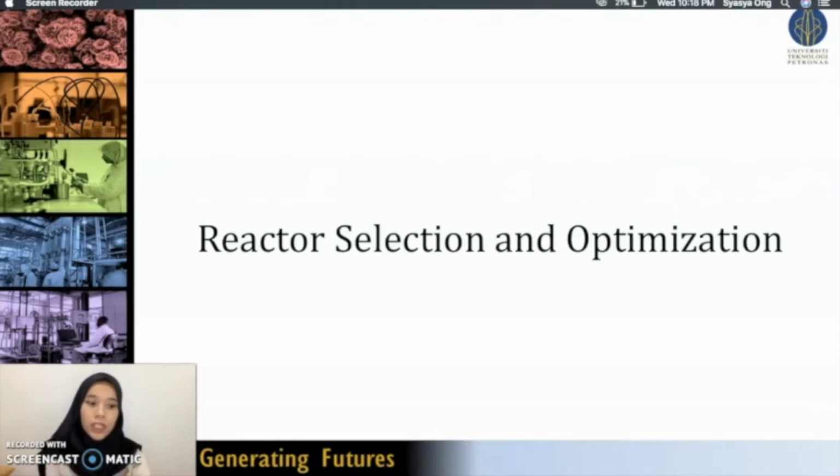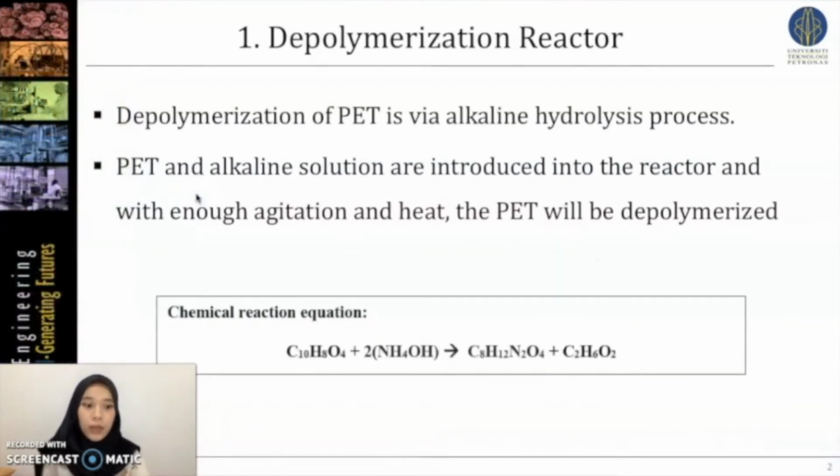So since the operations need to meet specific amount of production per year, the plant is conducted in a continuous mode of operation. So now I am going to explain in details on depolymerization reactor. So as mentioned in process screening, the depolymerization reaction is conducted through alkaline hydrolysis. So the reaction involves the introduction of PET and alkaline solution into the reactor, and with enough agitation and heat, the PET will be depolymerized.